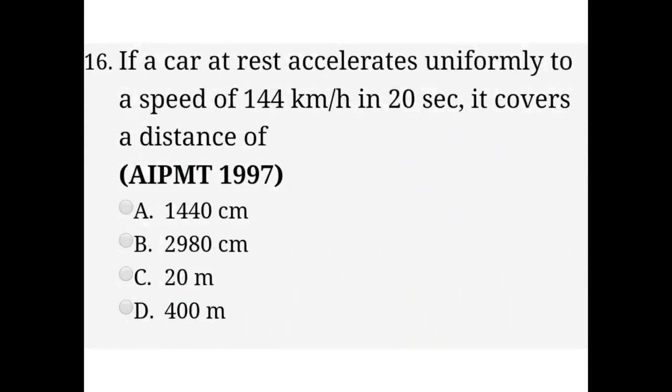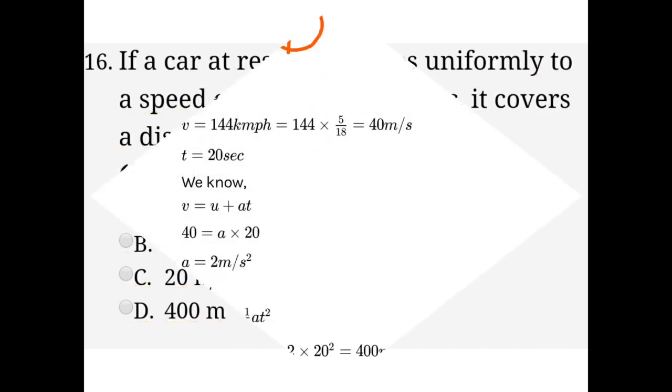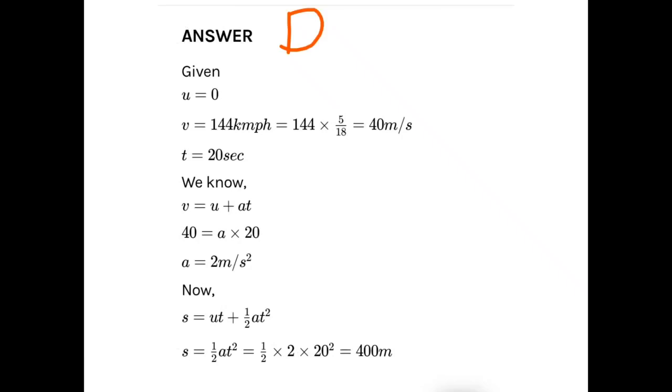Question number 16. If a car at rest accelerates uniformly to a speed of 144 km per hour in 20 seconds, it covers a distance of option A 1440 cm, option B 2980 cm, option C 20 meter, option D 400 meter. The correct answer for question number 16 is option D. Here they have given initial velocity is 0, final velocity is given in kilometer per hour. I am converting into meter per second.